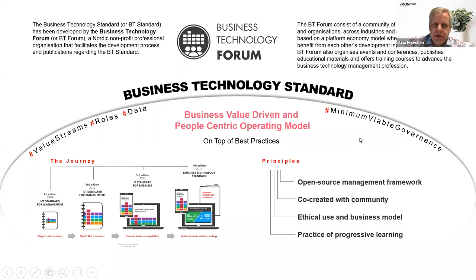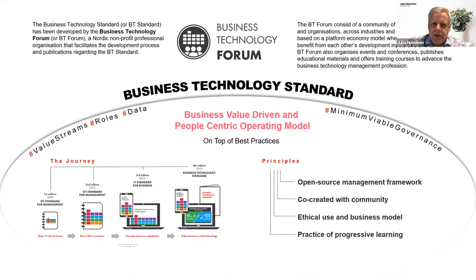So it's really the open operating model best practice. It's really business value driven, and it's people centric. Operating model on top of the best practices. So that's the great thing with Business Technology Standard, that you can use it on top of ITIL, SAFe, COBIT, you name it. So in that sense, it's a consistent and compact, but still it's an operating model level best practice on top of the expert level best practices.